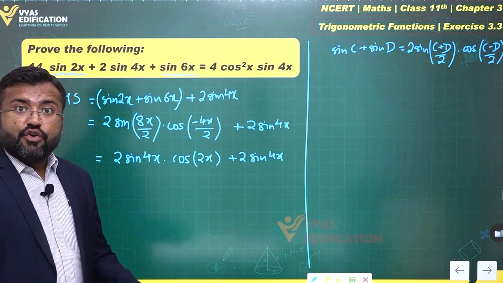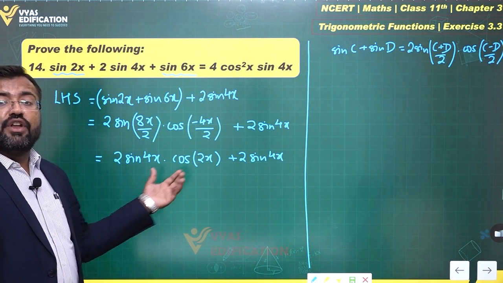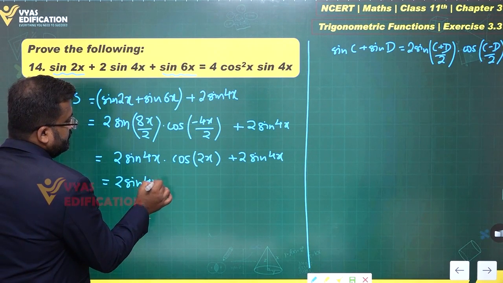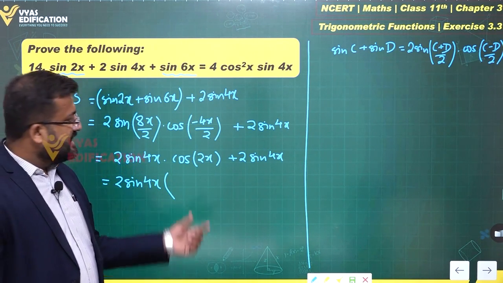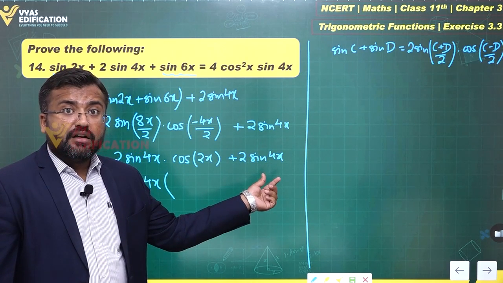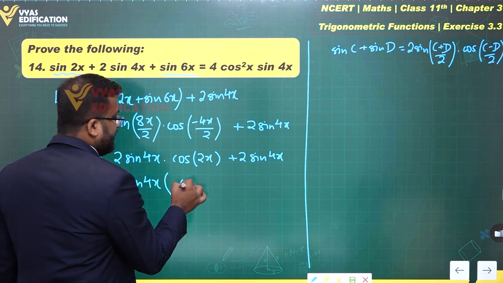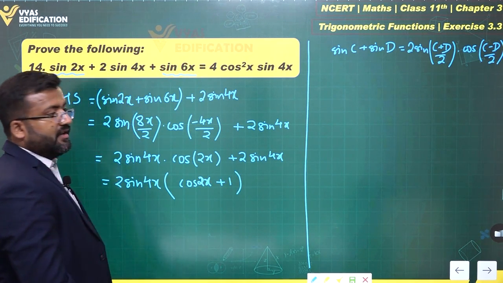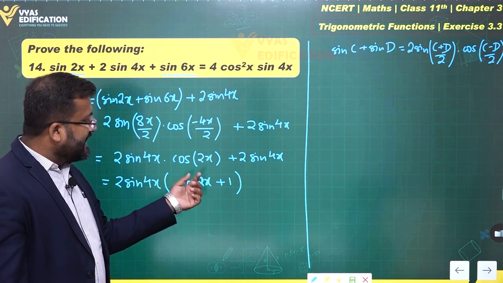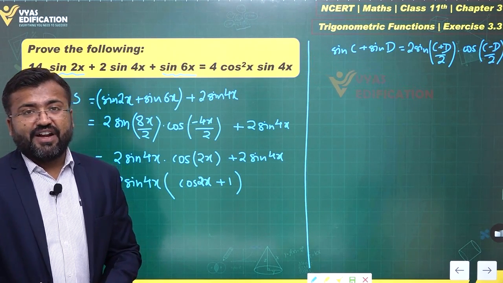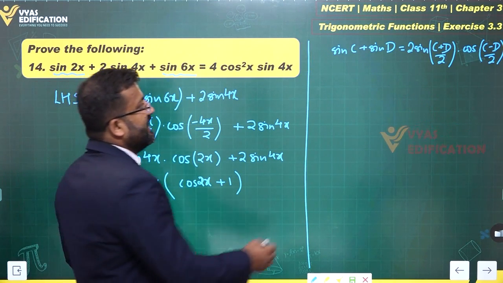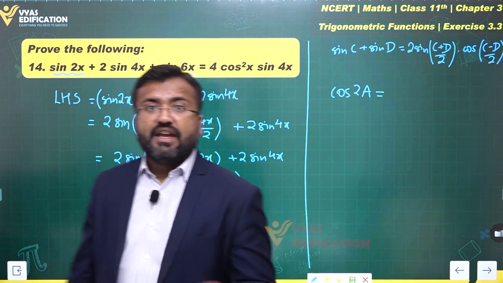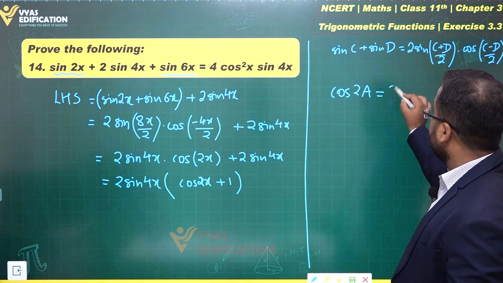Okay, what next? Do you observe that you can take out a 2 sine 4x common from both of these terms? Yes. What remains is cos 2x over here and plus 1 over here, right? The only factor that will remain is this. What else? Can this cos 2x be simplified into something? Yes, I can simplify it: cos of 2a can be written as 2 cos square a minus 1.